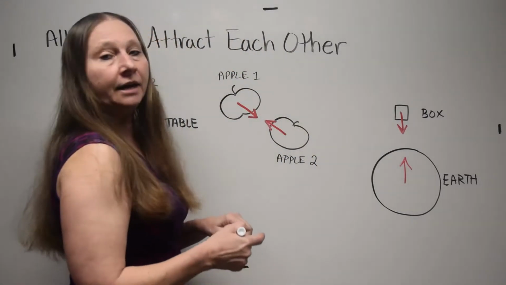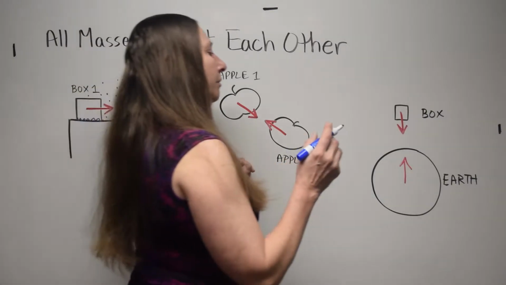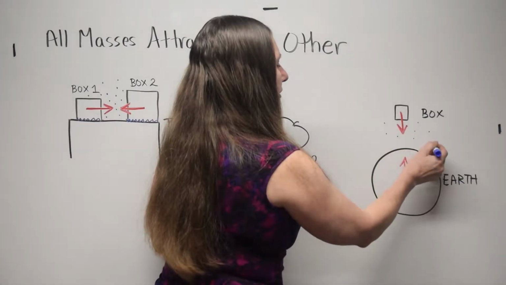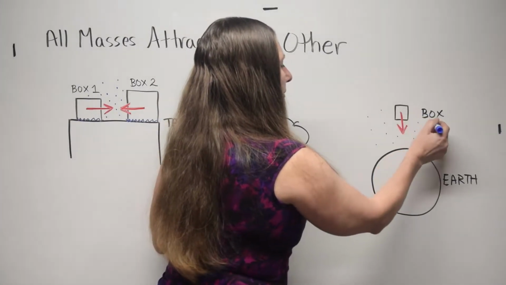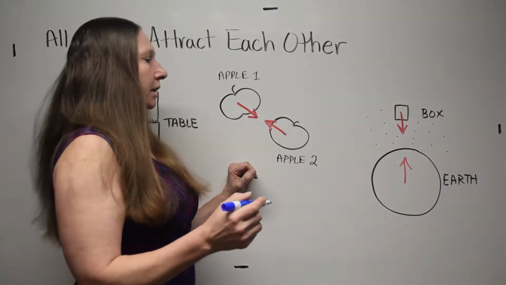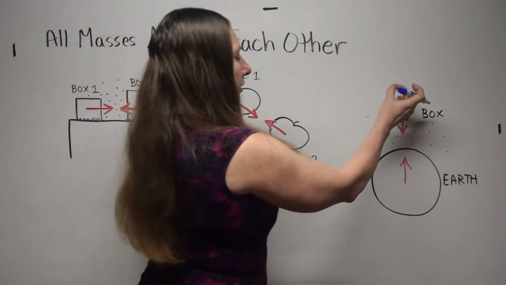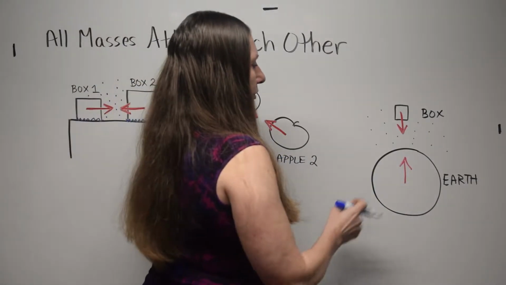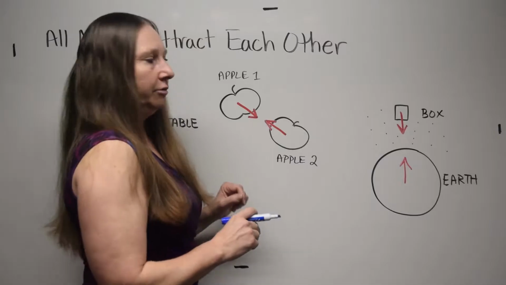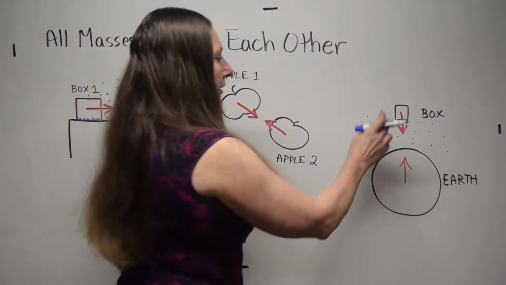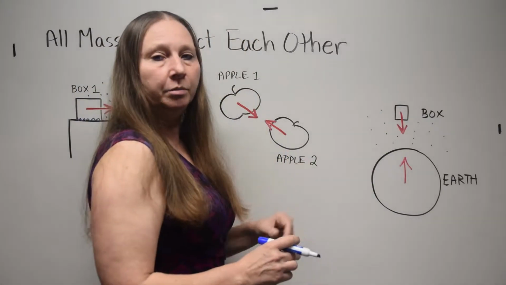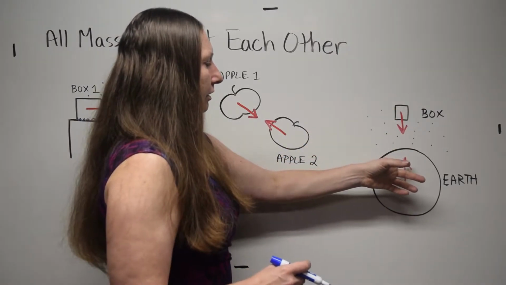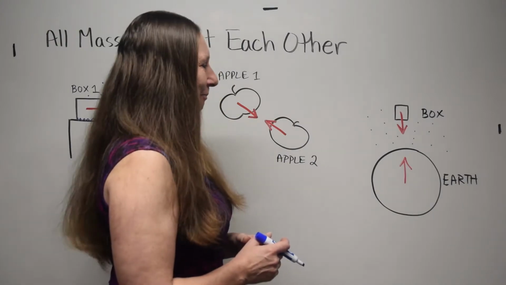And while we're at it, for many, many problems in physics, we're going to ignore the air resistance, because the air resistance is so much weaker than the gravitational force pulling the box down. So in this case, we don't have to worry about the air resistance. We're only going to look at the gravitational force on the box. And this box will free fall down until it hits the surface of the Earth.